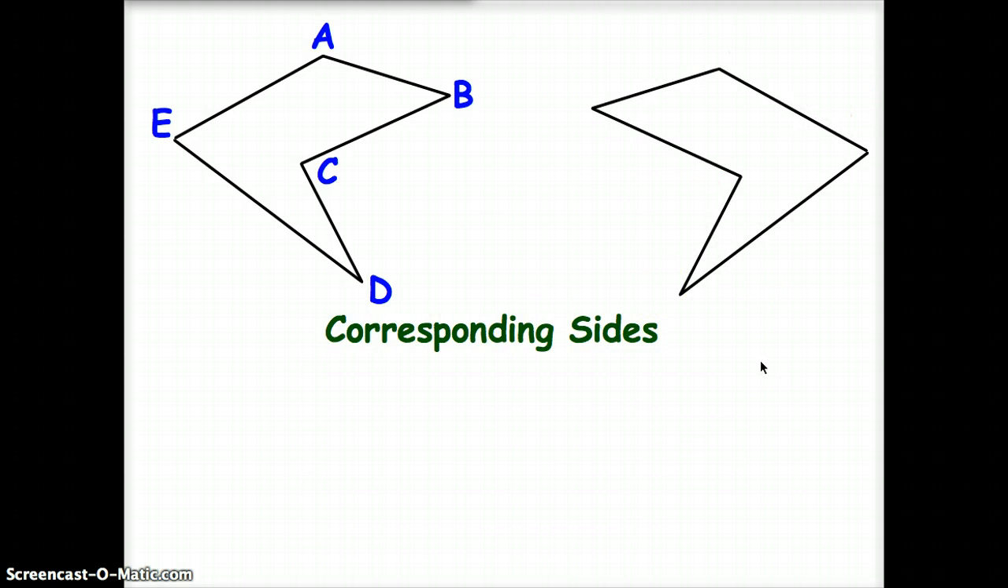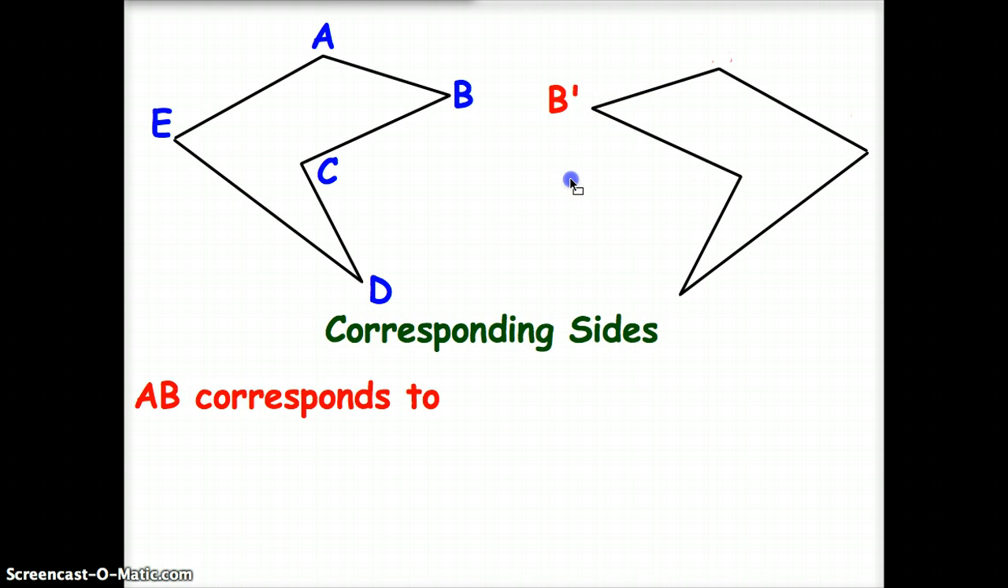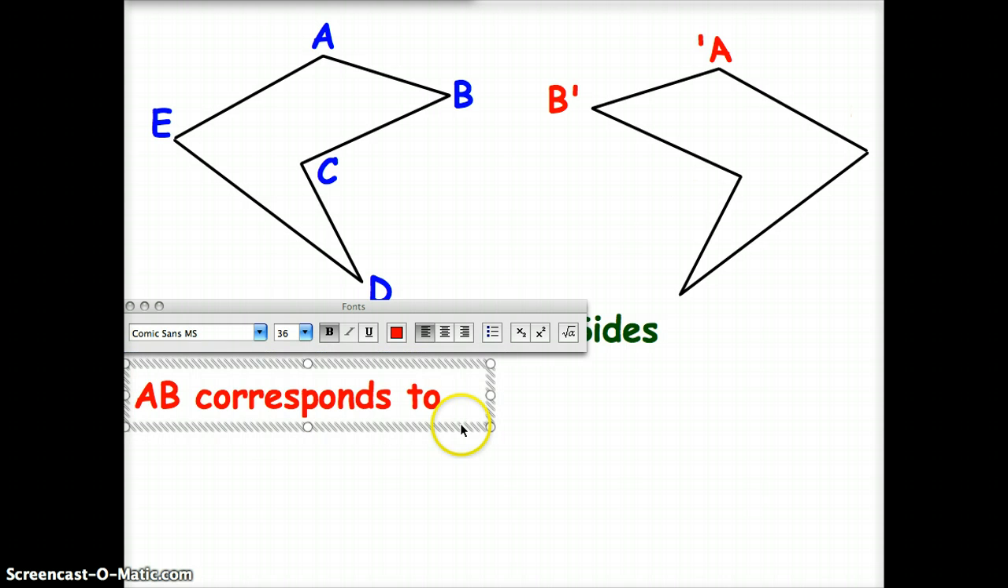We can also have corresponding sides. Here, I've not just made a translation, I've made a reflection of the shape. But even still, we have corresponding angles and corresponding sides. When you're listing corresponding sides, you want to make sure you use the proper notation. We can say that side AB corresponds to this side here, which is B prime and A prime here. So side AB corresponds to A prime, B prime.